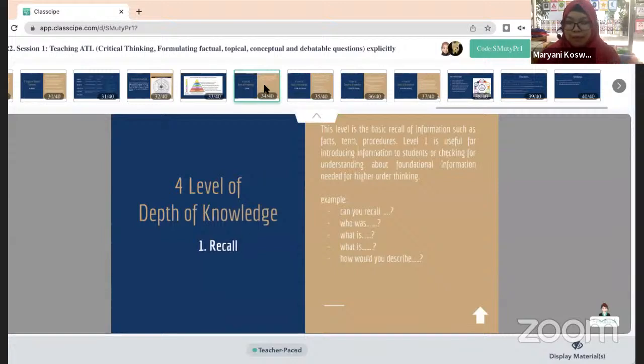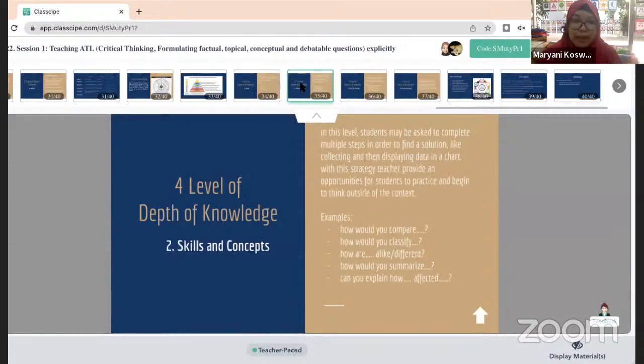And then in the next level, skill and concept, the students will be asked to complete multiple steps. Usually this is all about combining two facts and then making a connection. How would you compare? How would you classify? Can you organize this? How would you organize this? Can you give me a summary? Things like that. So this is not yes or no or one click away from Google, but they need to combine different facts to organize their argument.